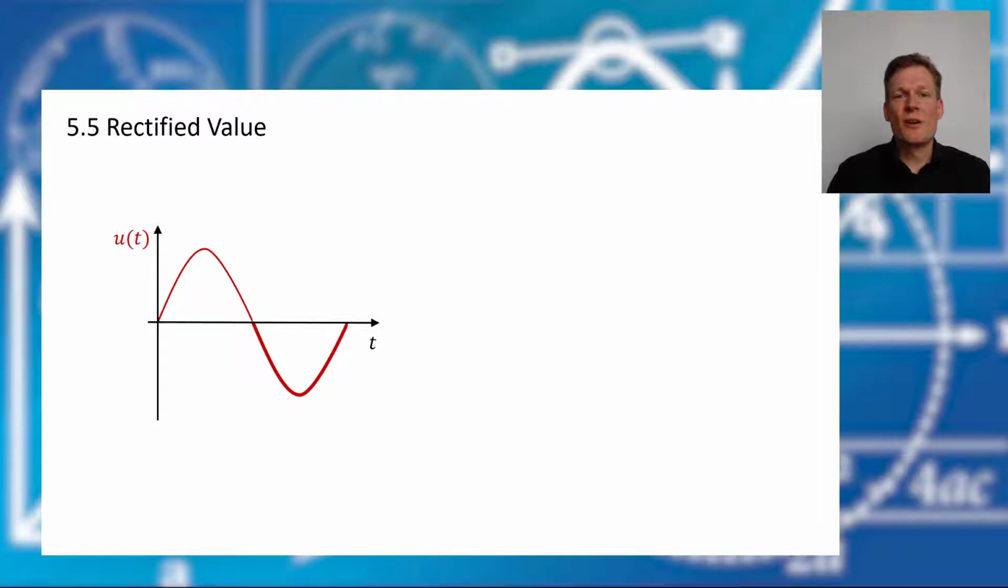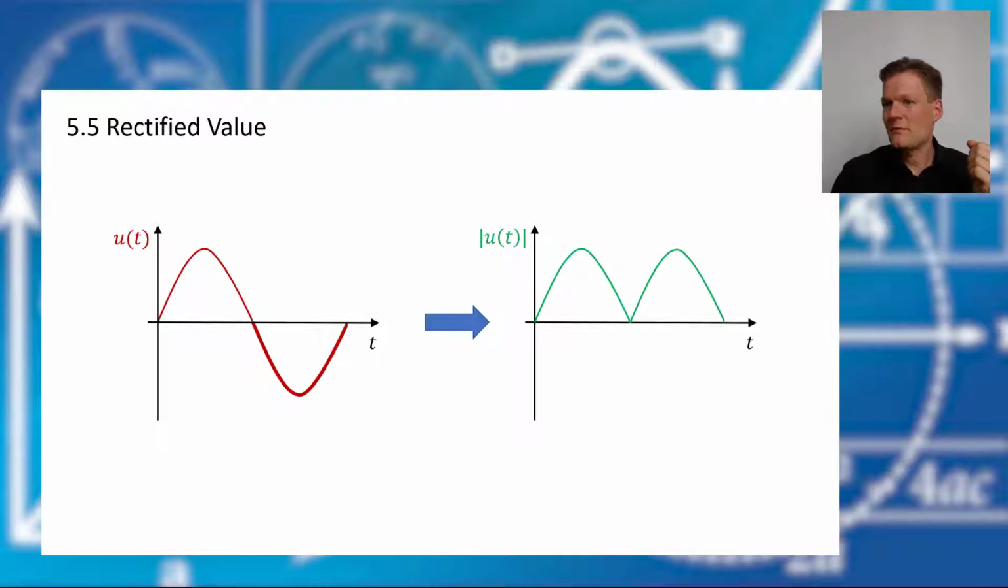Up to now, we know the mean value, the RMS value, and there's a third important value, and this is the rectified value. Okay, rectified value. In the beginning, what does it mean if we rectify a voltage? That means that all the negative voltages become positive. And the rectified value is the mean value of this rectified voltage here.